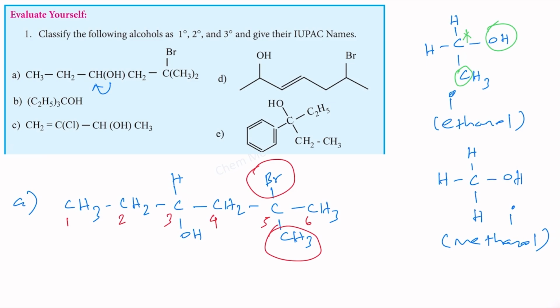Between methyl and bromo, bromo wins in alphabetical order and therefore that needs to be mentioned first. 5-bromo, 5-methyl and then we have 6 carbon atoms, therefore hexane, and then the position of the alcohol, 3-ol. That is the correct IUPAC name for this structure. Now the carbon atom bearing the OH group is directly connected to 2 other carbon atoms and therefore this is a secondary alcohol.